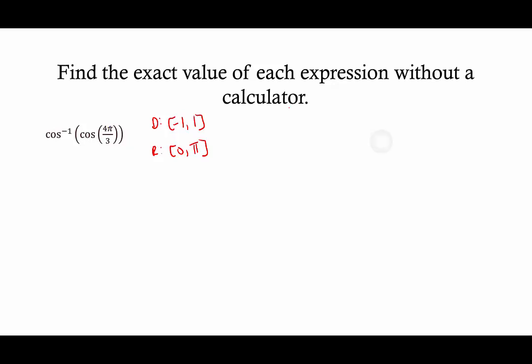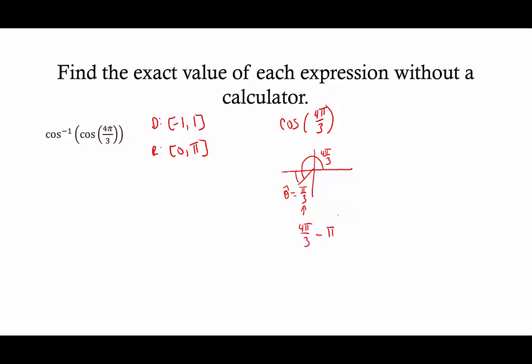Start with this inner calculation, cosine of 4 pi over 3. Let's just evaluate this, and then we'll come back to that cosine inverse. So cosine of 4 pi over 3, if we were to look at this, 4 pi over 3 terminates in quadrant 3. So it'd be like right here, this is 4 pi over 3. Our reference angle here, theta hat, will be pi over 3. So that's the difference between 4 pi over 3 and pi.